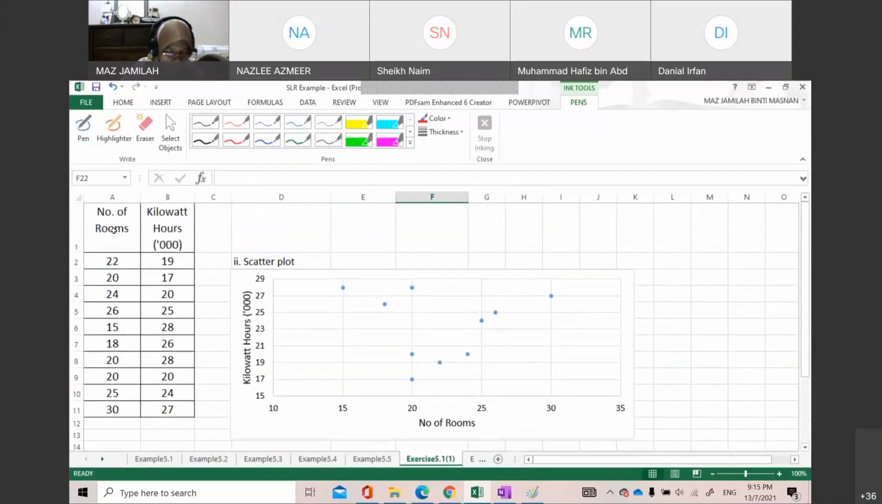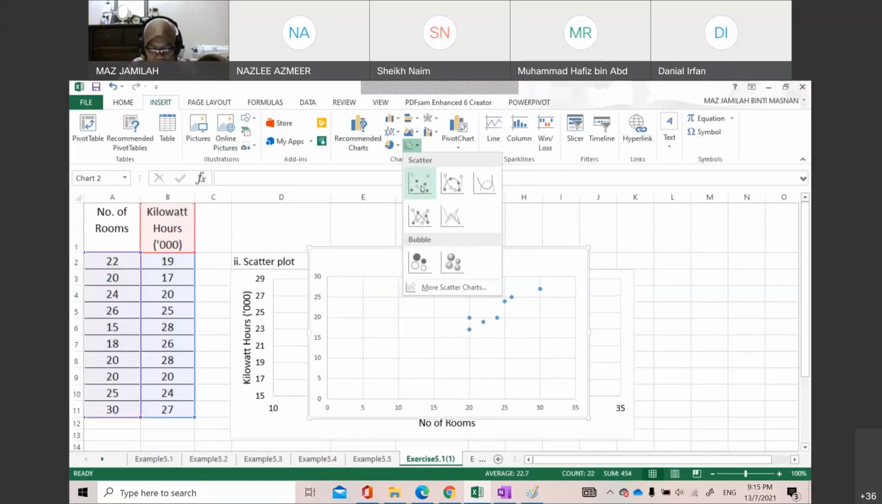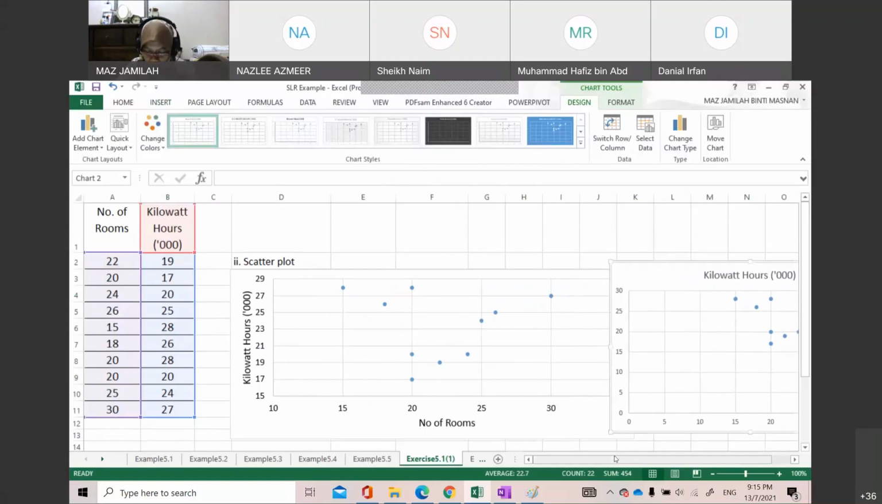Now we have our data. Highlight your data. Go to Insert. Go to this particular graph. You can see Insert Scatter. So click Insert Scatter and then choose this one. Okay, so you have this.